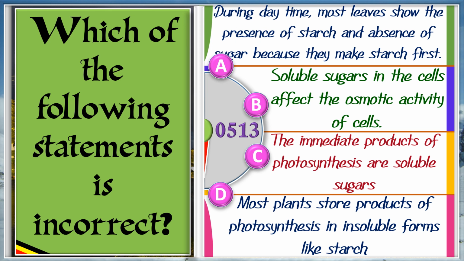And the answer is A. During daytime, most leaves show the presence of starch and absence of sugar because they make starch fast.